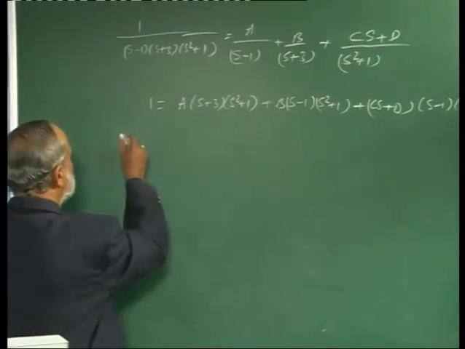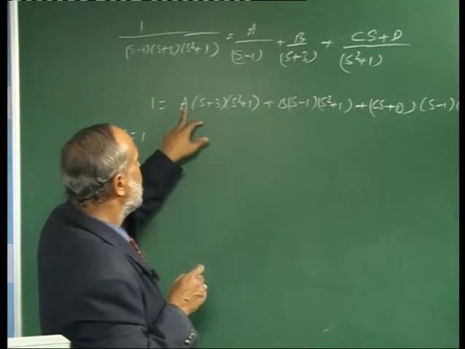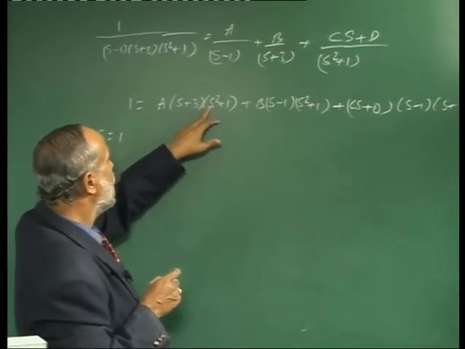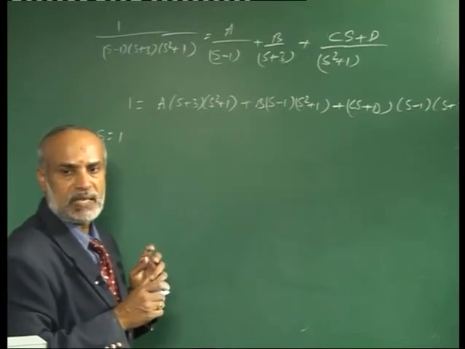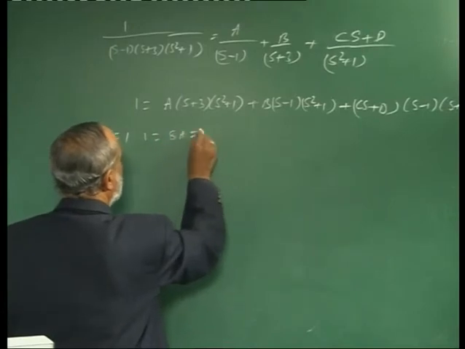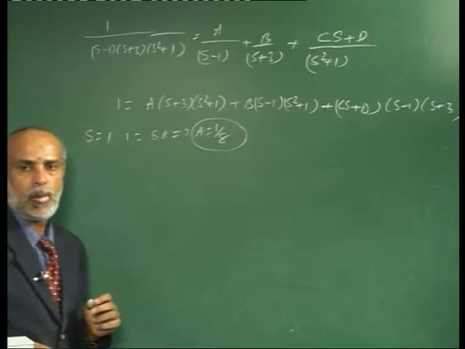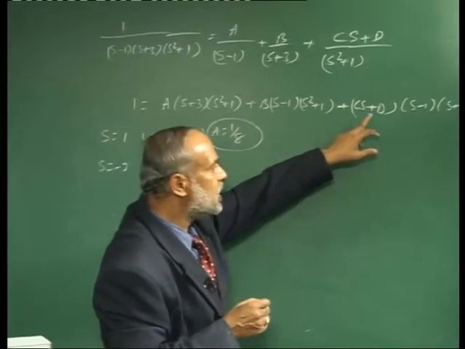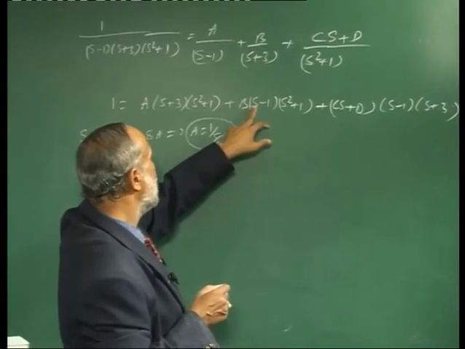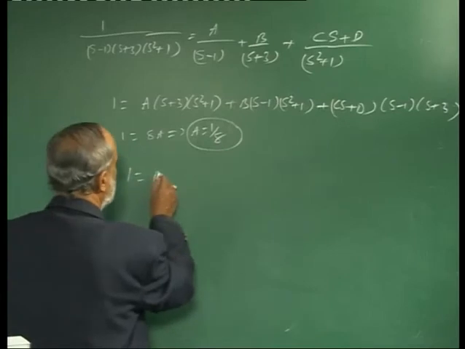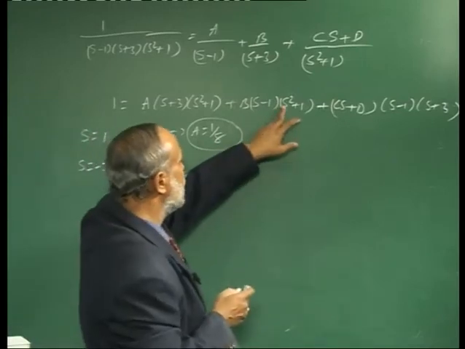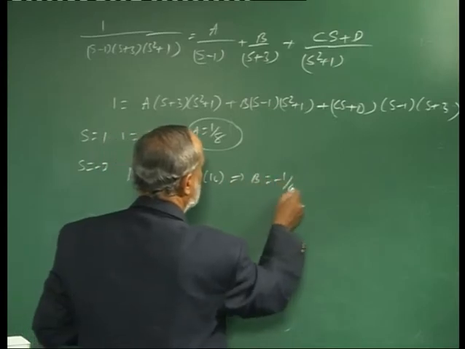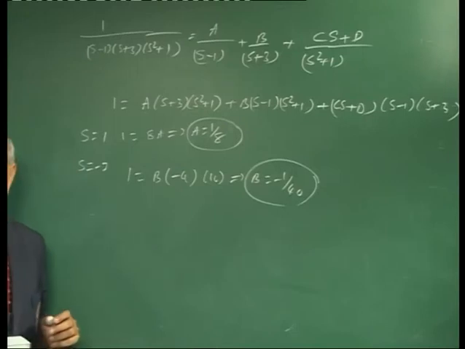Now you can find the values of A, B, C, D by giving values to s. If you put s equal to 1, B becomes 0, and C and D also become 0. Then 1 plus 3 is 4, 4 into 2 is 8, so 1 is equal to 8A, which implies A is equal to 1 by 8. Now put s equal to minus 3. A becomes 0 and (Cs plus D) becomes 0. Minus 3 minus 1 is minus 4, LHS is 1, then B into minus 4, and minus 3 whole squared is 9, 9 plus 1 is 10, so 10 into minus 4 is minus 40. So B is equal to minus 1 by 40.